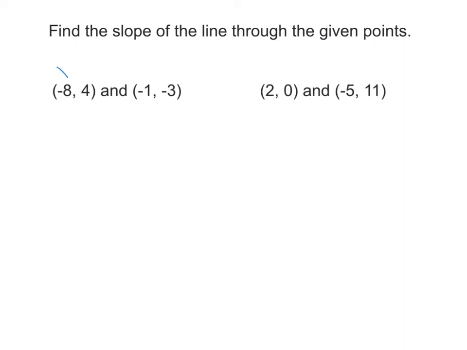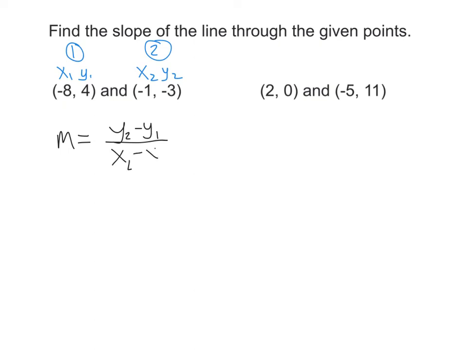I'm going to first name this x and this y, name this x and this y. Since this is my first point, I'm going to put some sub 1's in there. And since this is my second point, I'm going to put some sub 2's in there. If you do that every time correctly, you're not going to make mistakes with the slope formula typically. Our formula is y sub 2 minus y sub 1 over x sub 2 minus x sub 1.